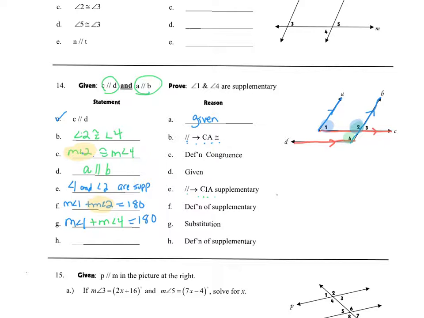And now we're told that we have the measure of angle 1 plus the measure of angle 4 equals 180 degrees. And what that tells us, if we have the measures equal to 180, is that angle 1 and angle 4 are supplementary. And that's by our definition of supplementary.